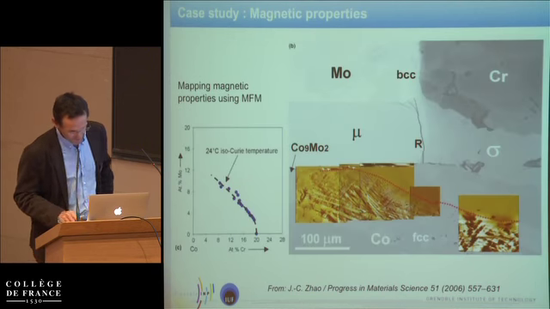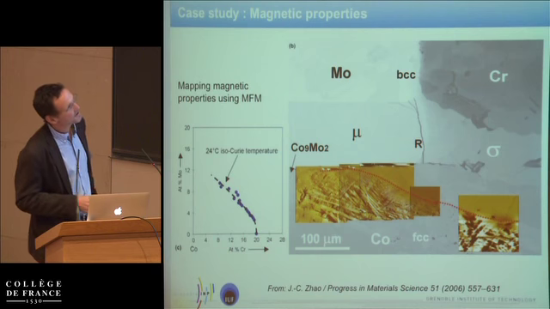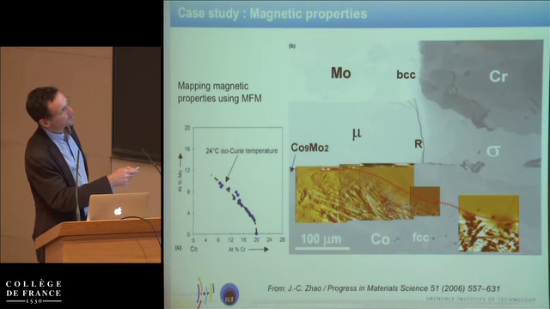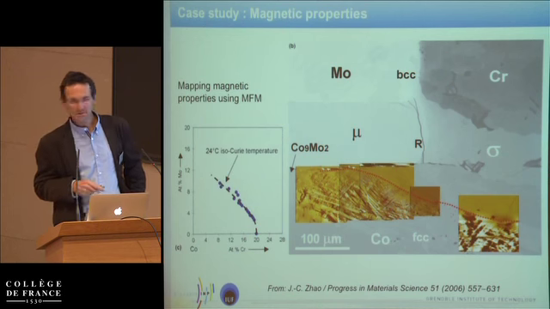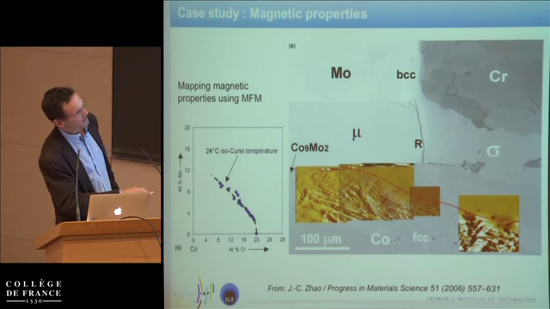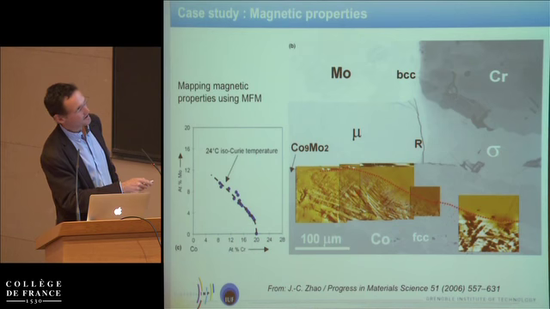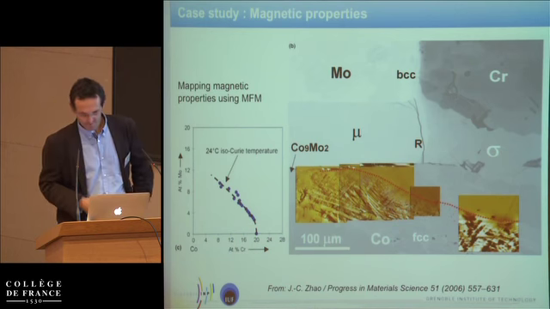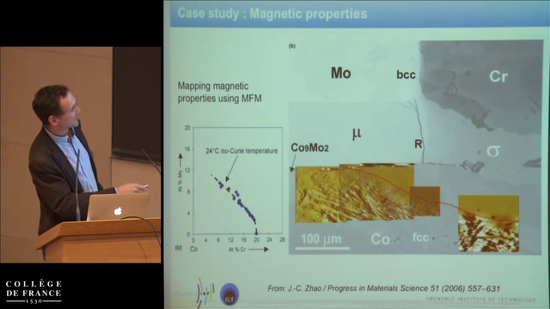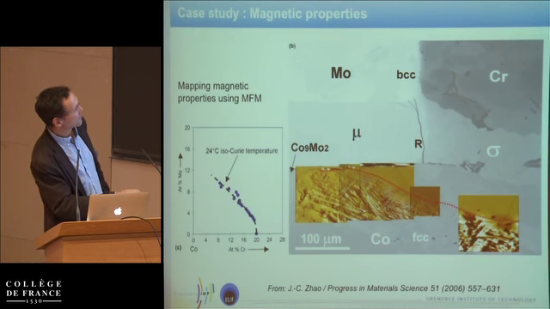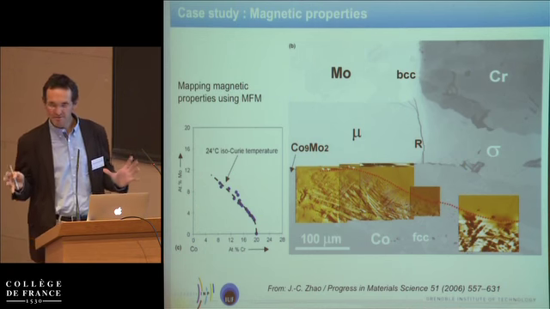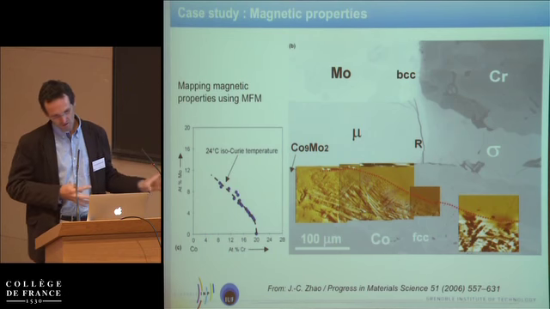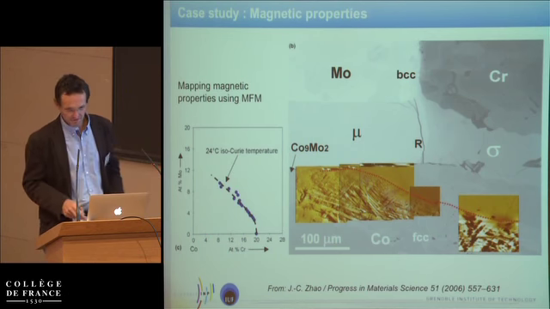You can also map magnetic properties. Here it's a diffusion couple between molybdenum, chromium, and cobalt. You get different phases here, but then using magnetic force microscopy, MFM, you can watch the different magnetic domains and then map the Curie temperature as a function of the composition in chromium and molybdenum. There are many, many things that you can map. Again, you have to match the resolution of your characterization technique to what you want to look at.